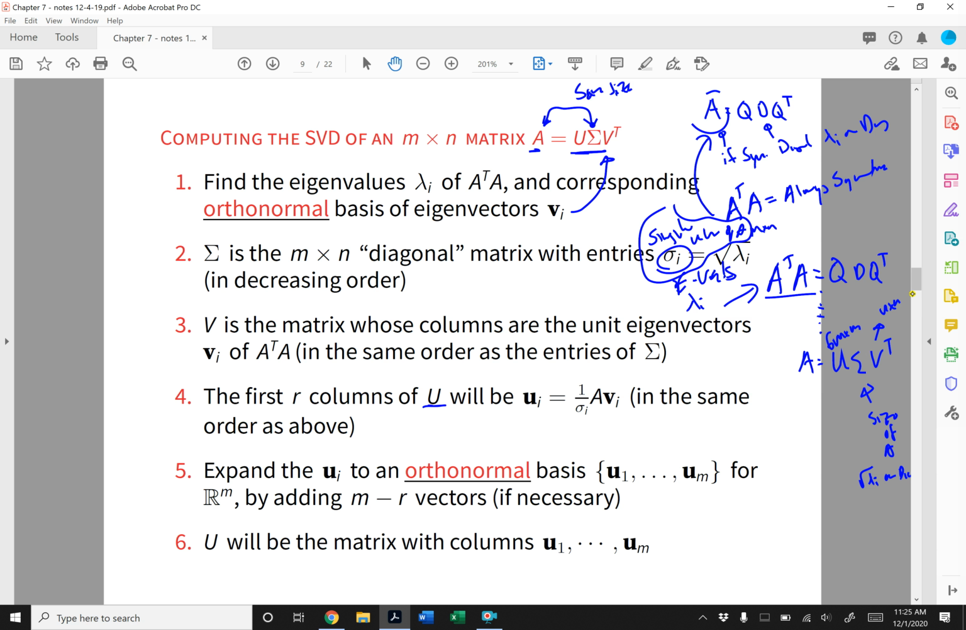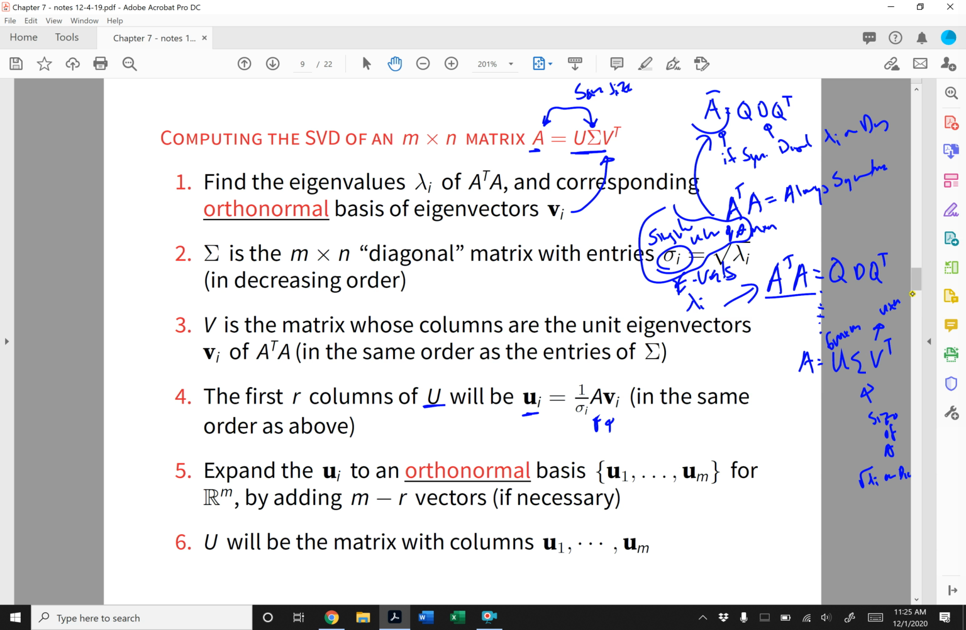So to make U, we take A, multiply it by v_i, and divide by the singular value, and that gets us the ith column of U. So if we want the first column of U, we take the first column of V, multiply it by A, divide by the singular value, and we'll get u_i.